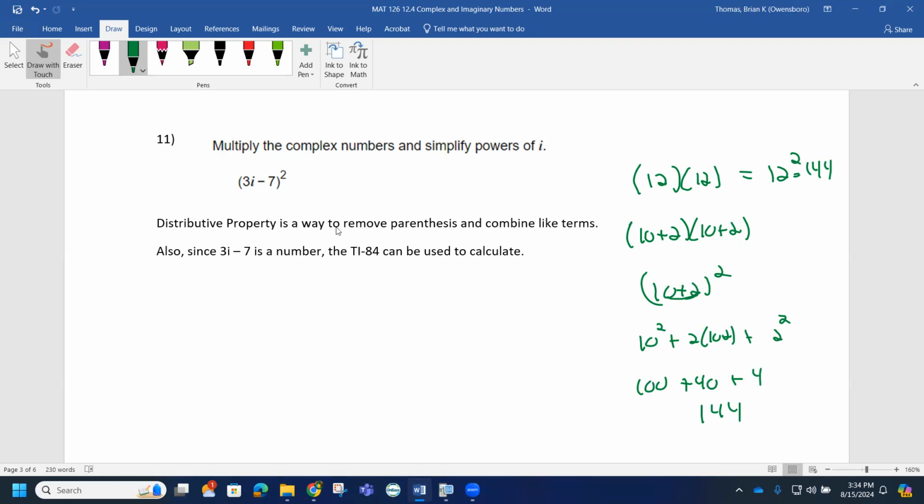So if I want to do this, there's a couple ways I can do this. I can write this as 3i minus 7 times 3i minus 7. And I could use the distributive property and multiply the 3i through both pieces, and then multiply the negative 7 through both pieces. So we know 3i times 3i is 9i squared.